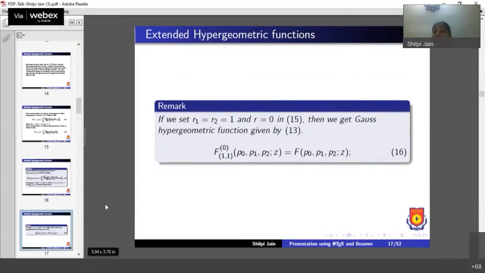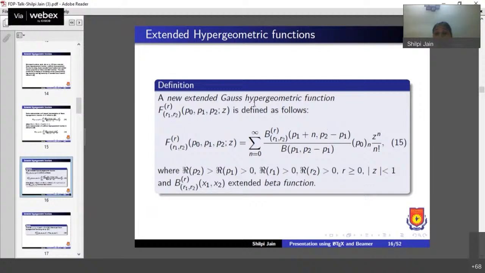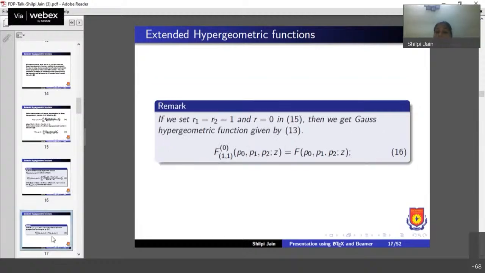If we put r1 equal to r2 equal to 1 and r equal to 0 in equation number 15, then we get the Gauss hypergeometric function given by this result: F of 1, 1, 0, p0, p1, p2, z is equal to F of p0, p1, p2, z. We again see this result: if we put here r1 equal to r2 equal to 1 and r equal to 0 and substitute in this result, we get this one, and this is the Gauss hypergeometric function given by equation number 16.